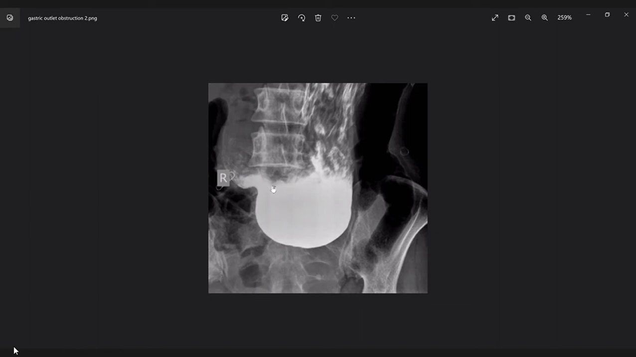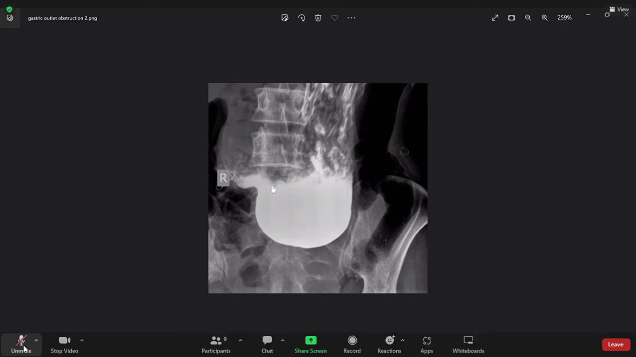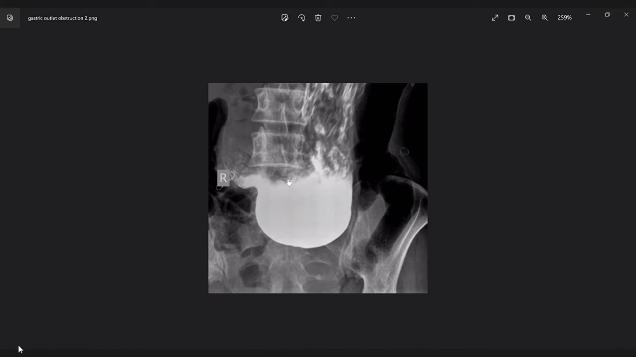What sort of electrolyte imbalance do you think you would get from a patient like this? Well, even before that, how would a patient like this present? What would they complain of? Yeah, projectile vomiting, non-bilious vomiting, partially digested food. So that has been happening over years. So they will be wasted, emaciated, because they've been significantly malnourished over a long period of time.